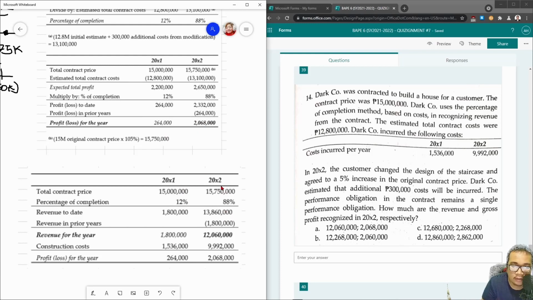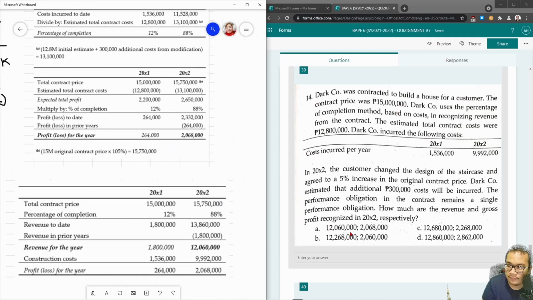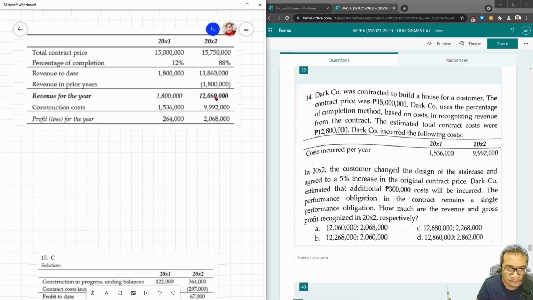15,750 yung bagong total contract price natin, yung may additional 5%, percentage of completion, 13,860, revenue to date. Revenue from prior years. So, revenue for the year, 12,060,000. So, the answer is letter A, 12,060,000 to 2,068,000 ang ating gross profit.